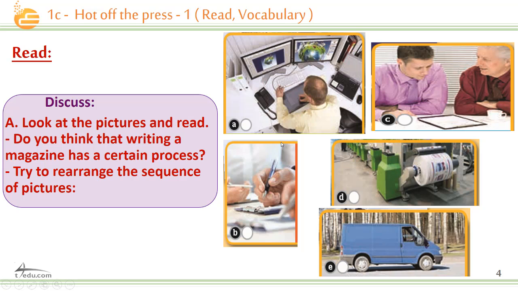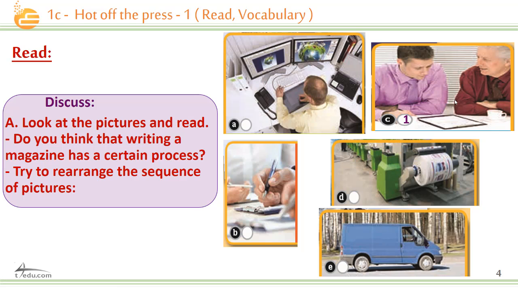Can we do the sequence together? Let's start. Usually, what do we have? As a beginning, we have a meeting. Yes, editors, writers, photographers, they meet together in order to discuss what they are going to talk about, the topics of the magazine. Yes, so number one will be the meeting.